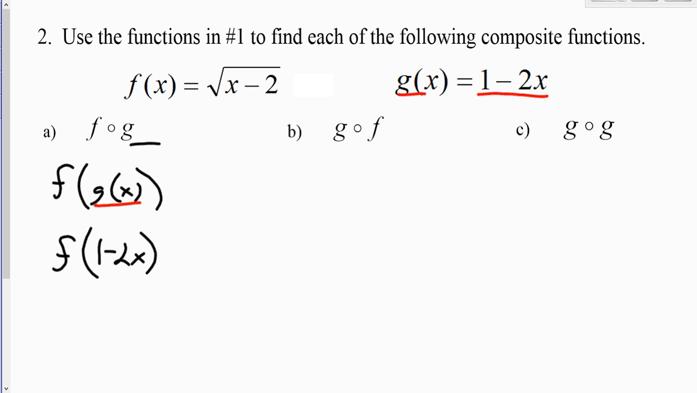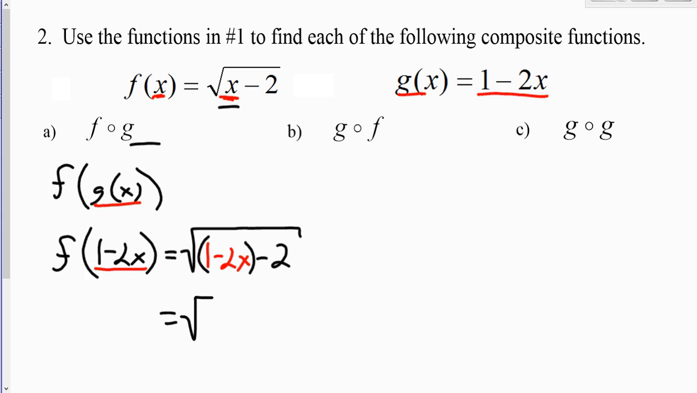Well, what this says is, wherever I see an x here, I put in what's over here. Well, this is my input, so I need to make sure that that is the square root of, well, again, I have 1 minus 2x. That was representing that piece, and then I have a minus 2 for that function. So that was my entire input. So I just want to usually simplify them out if I can. So I get the square root of negative 1 minus 2x is equal to f of g.